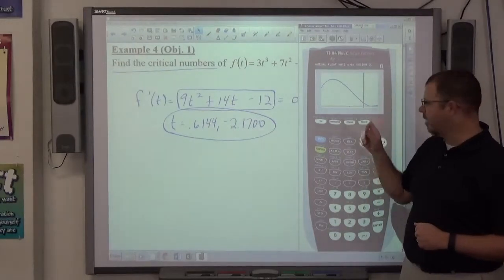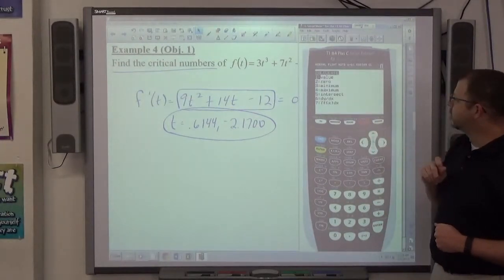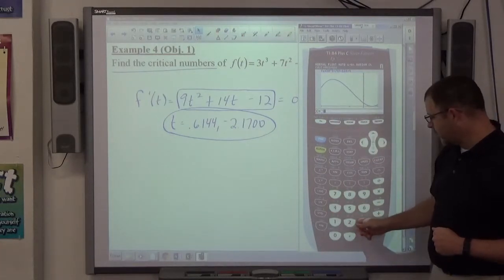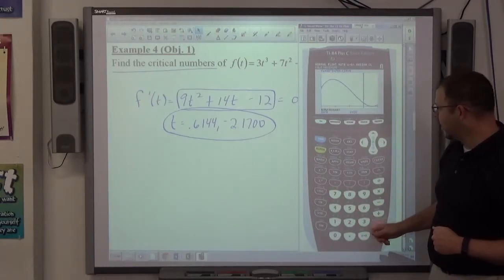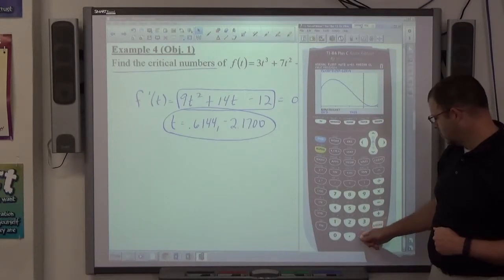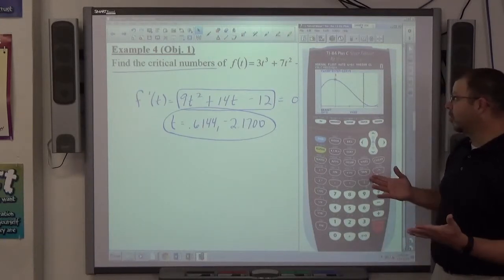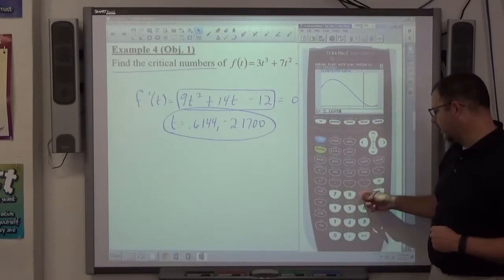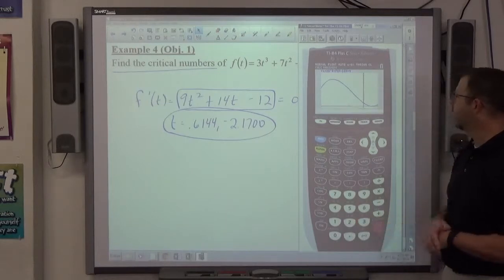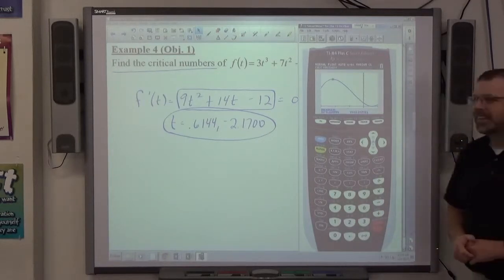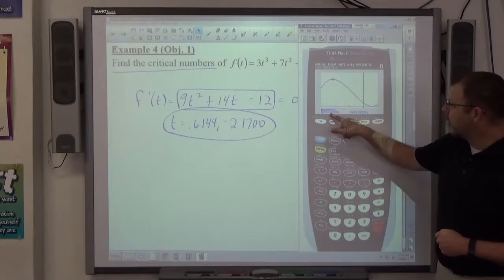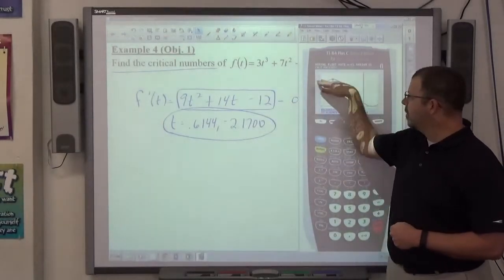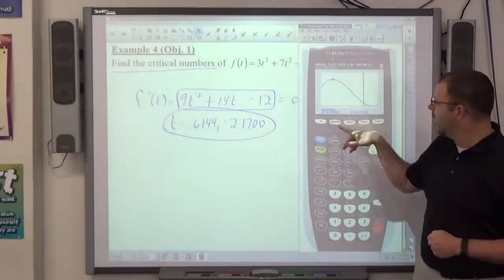All right. And if I go calc maximum, left bound, I'm going to go -3, right bound -2, and guess, as long as it's between -2 and -3, it's fine. I'm going to guess -2.169998546. What a good guess. All right. -2.1699994. That's exactly the point that we found. The slope is 0 at that point. X is that.